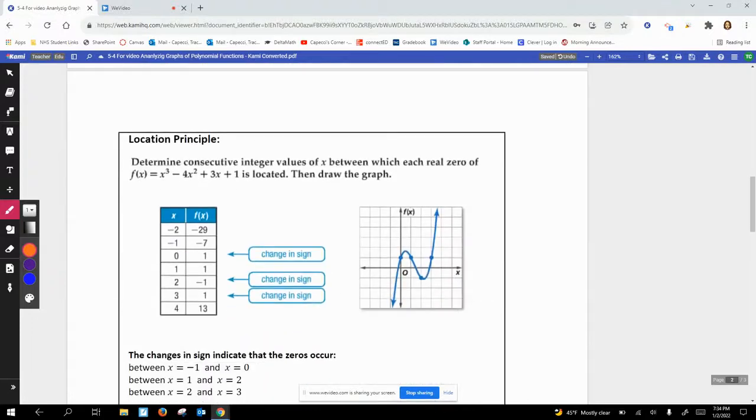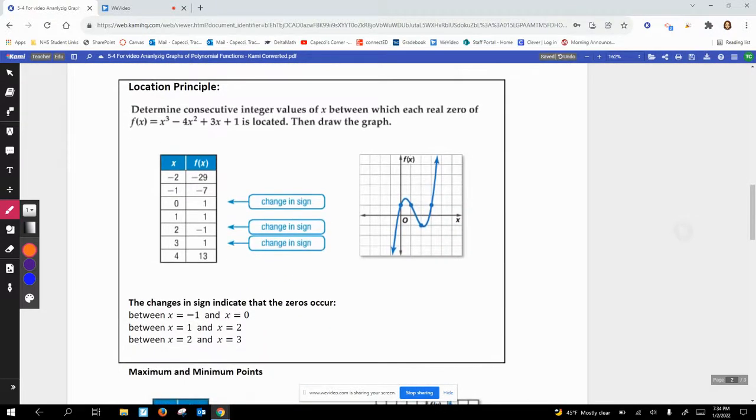All right, let's look at the next example. A little bit more detail here. You're going to determine the consecutive integer values of x between which each real zero of the function is located, and you're going to graph it. So again, first thing you would do is pick some values and complete your table. And again, you notice there's a change of sign between -7 and 1. So you know between -1 and 0, which is right about here, that it's going to cross the x-axis.